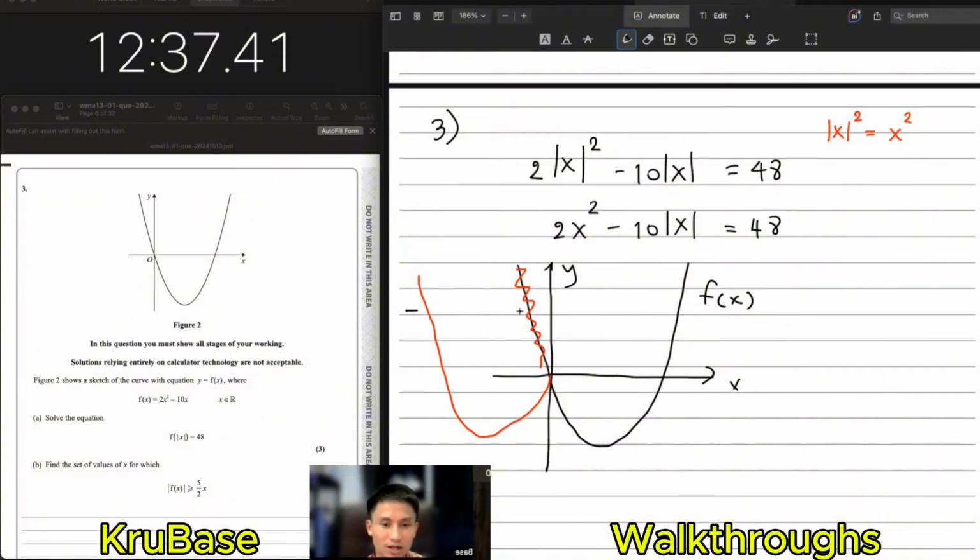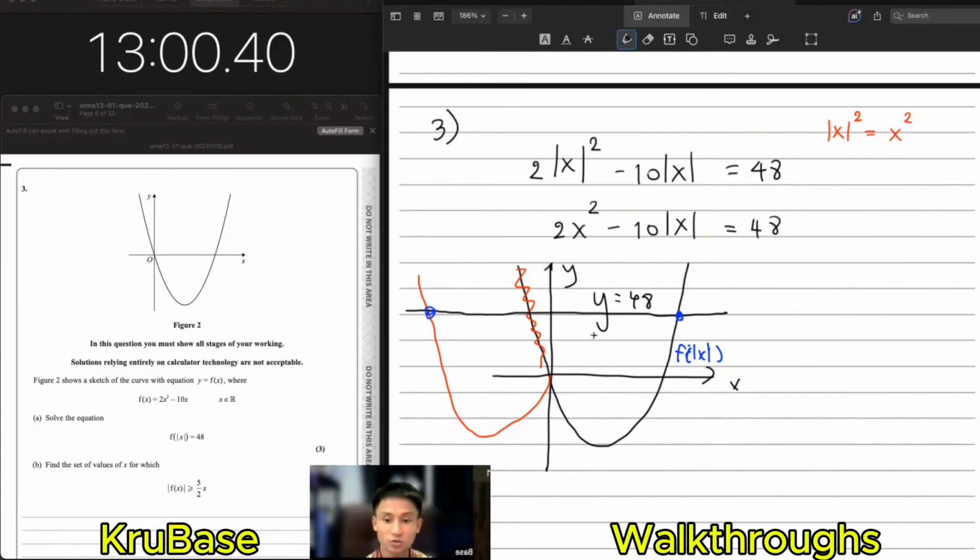So you just draw a line of y equal 48. The solutions to that equation would be the intersections of the two graphs, right? So that is already that. Yeah, okay, let me just write down. This is f(|x|). Okay, so the blue points here will be our solution. So there are two solutions here. Just got to be careful.